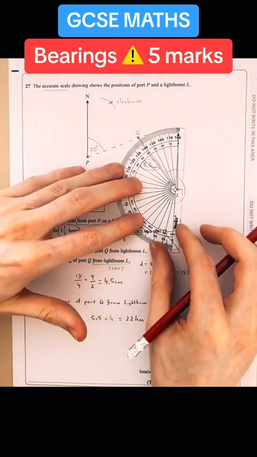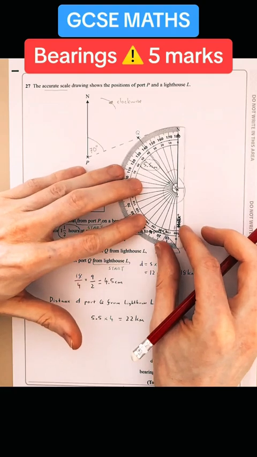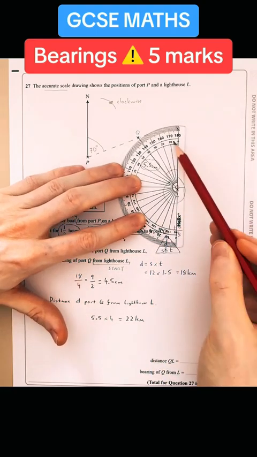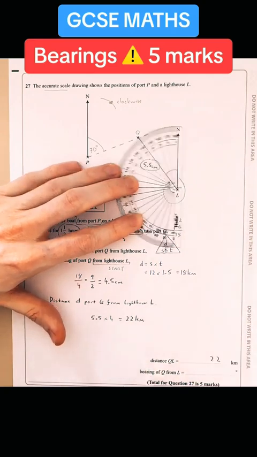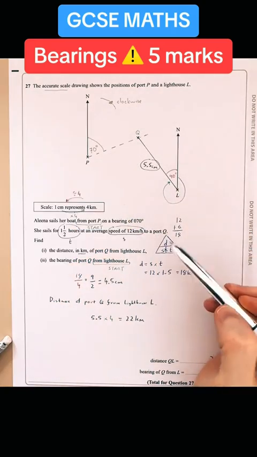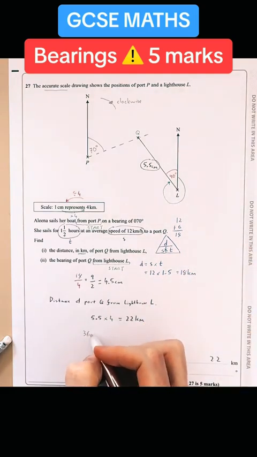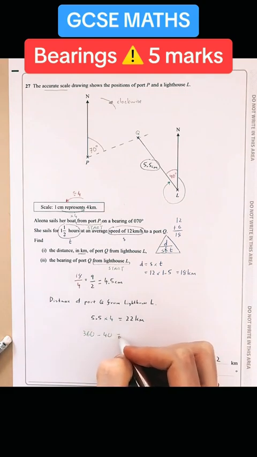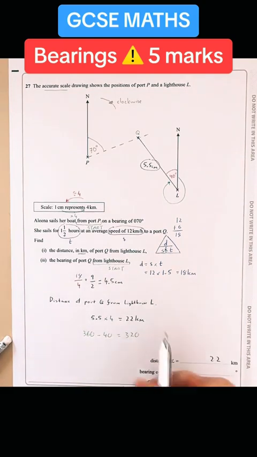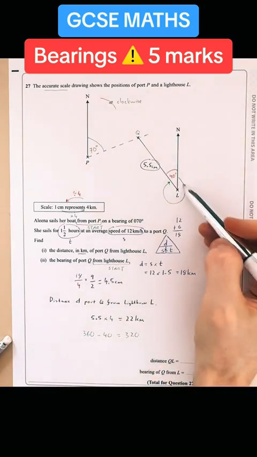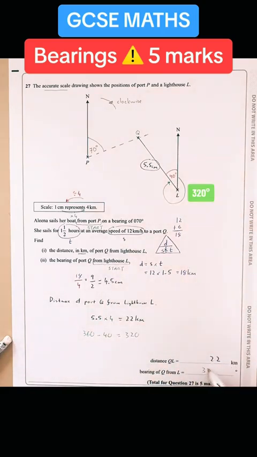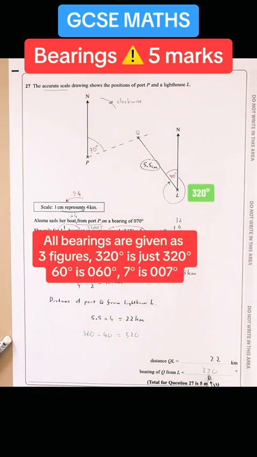So placing the centre of our protractor on L, our lighthouse, and lining up on 0. The angle is 10, 20, 30, 40 degrees. And as we want the angle in green, we know angles around a point always add up to 360 degrees. So hence I'm going to do 360, subtract 40, which gives us 320. So the bearing of Port Q from lighthouse L, this bearing here, is 320 degrees. A reminder, bearings are always given as 3 figures.